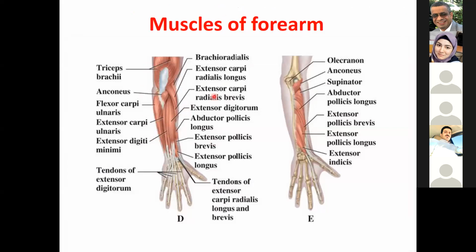This is the superficial part. Muscles of the posterior compartment. We have the brachioradialis, extensor carpi radialis longus, extensor carpi radialis brevis, extensor carpi ulnaris, and extensor digiti minimi. And in the deep part of the posterior compartment, we have anconeus, supinator, abductor pollicis longus, extensor pollicis brevis, extensor pollicis longus, and extensor indicis.